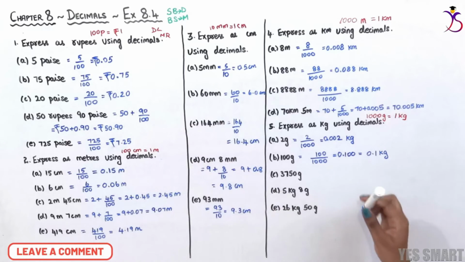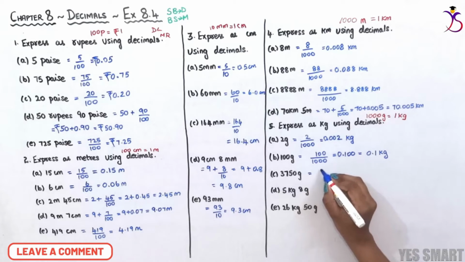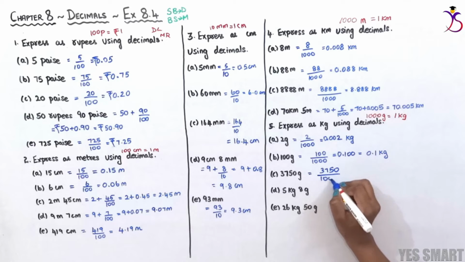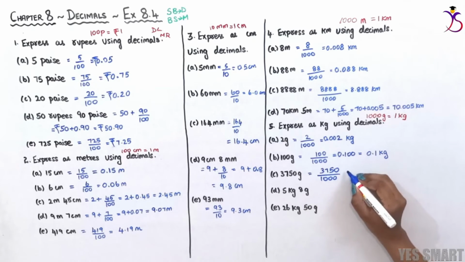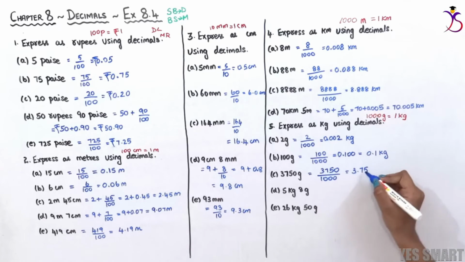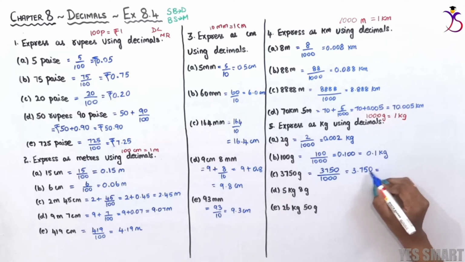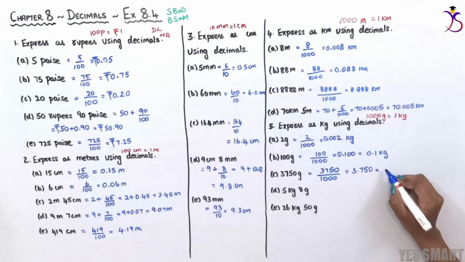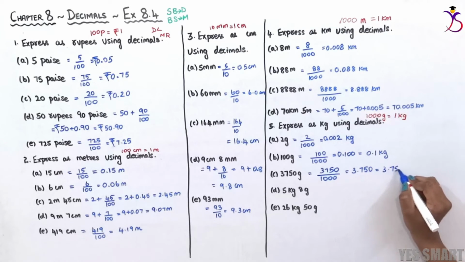Now moving on to C sum, 3750 divided by 1000. So we have to move 3 decimal places, 1, 2, 3. So 3.750. Even here, we don't have any value for this 0 as there are no follow-up digits with values. So we can write it as 3.75 kg.